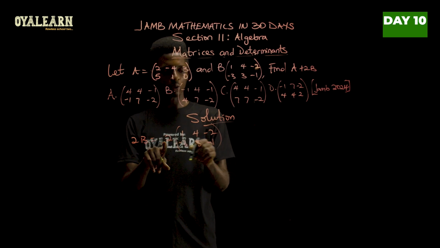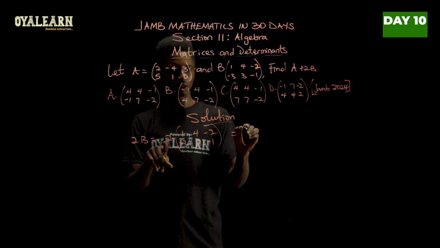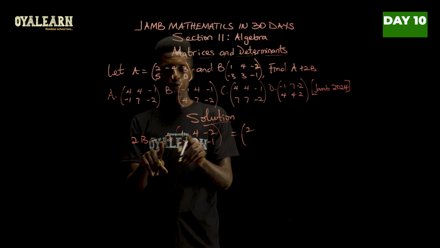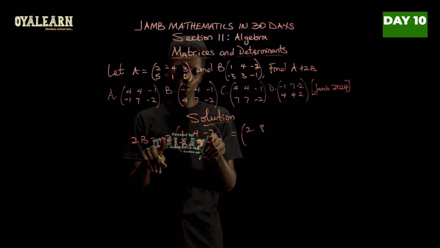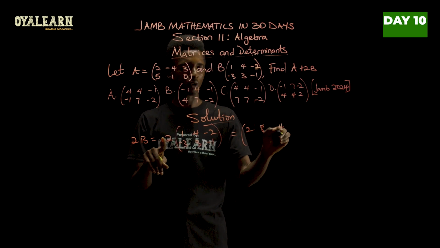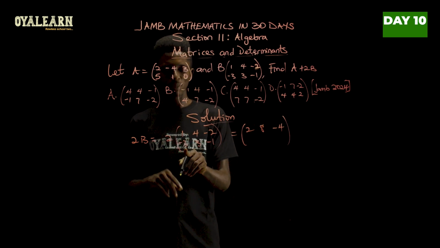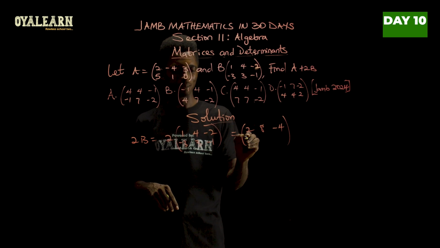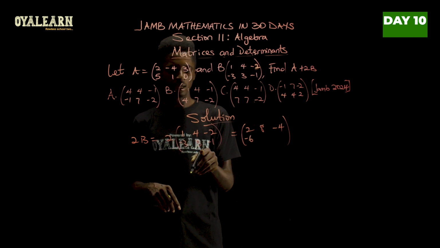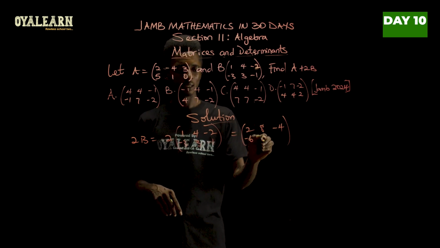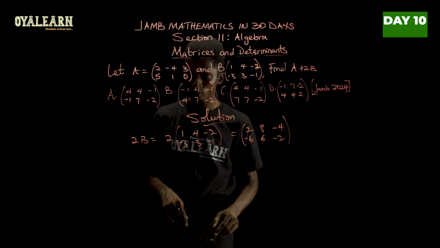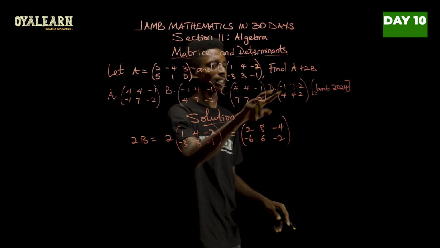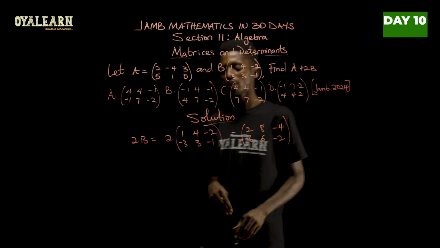So we'll have 2 times 1, that will give us 2 here. 2 times 4, that's 8. 2 times minus 2, that's minus 4. 2 times minus 3, that's minus 6. 2 times 3, 6. 2 times minus 1 is minus 2. Now what we have to do next is then find A plus 2B.